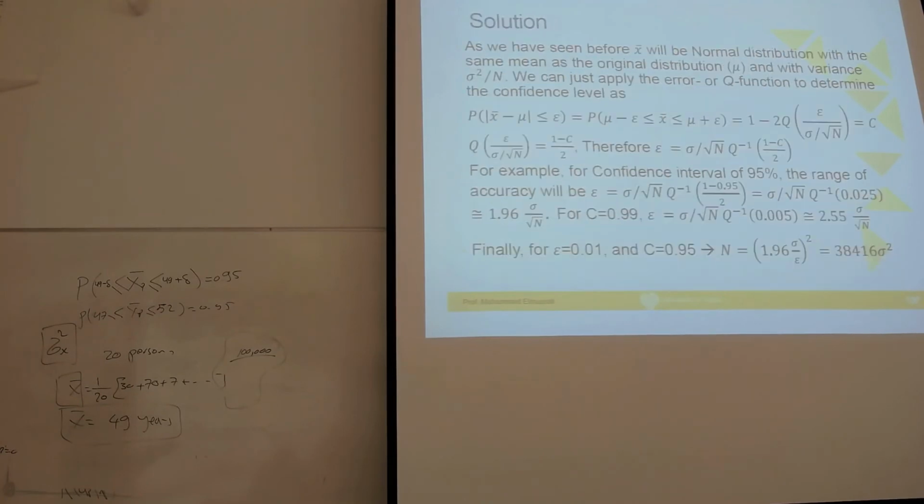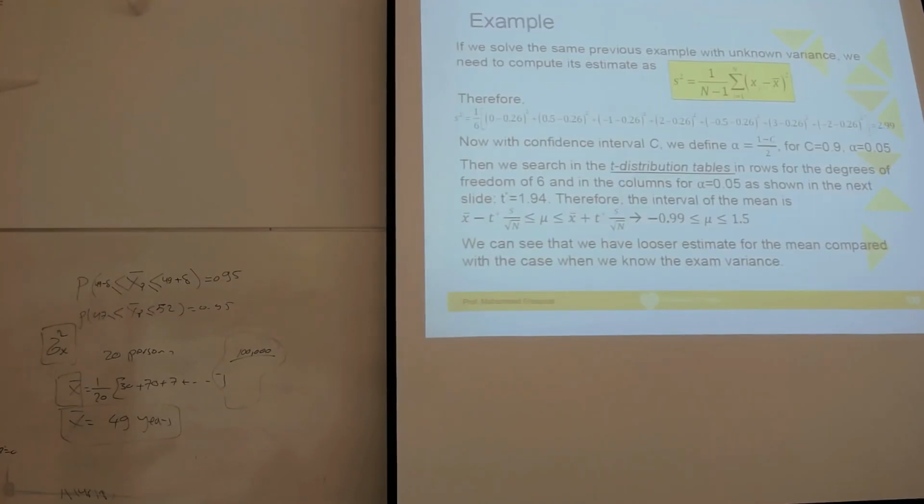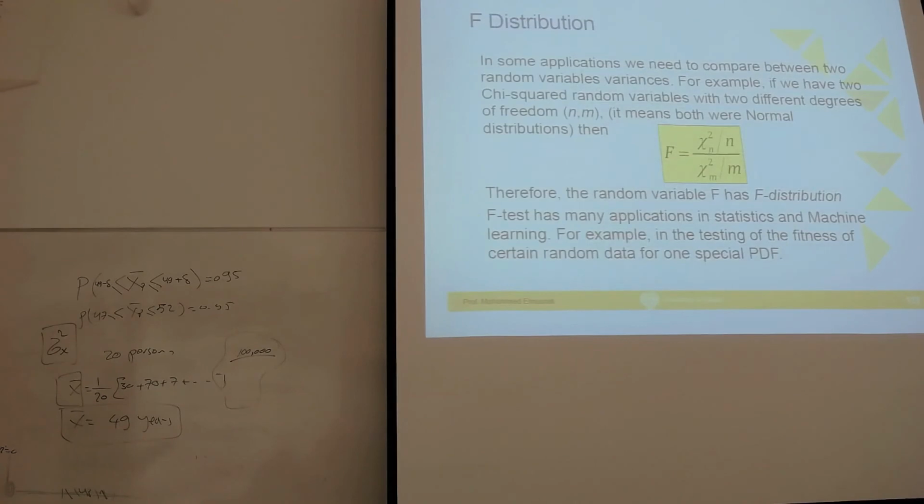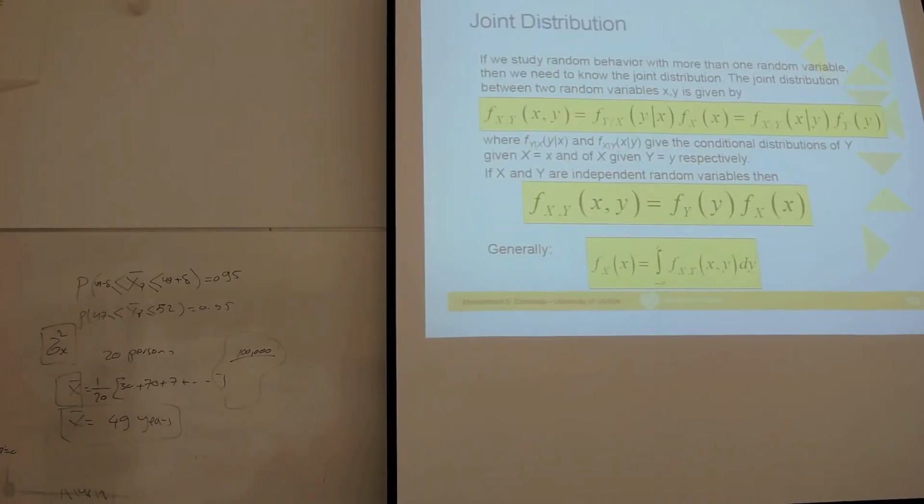Okay. So here are just a few examples and exercises about how to compute it. The chi-square distribution I will skip, because it is only used when we want to test the fitness of certain random data that we have with some special probability density function, especially when we talk about data clustering in case that we don't have labeling.